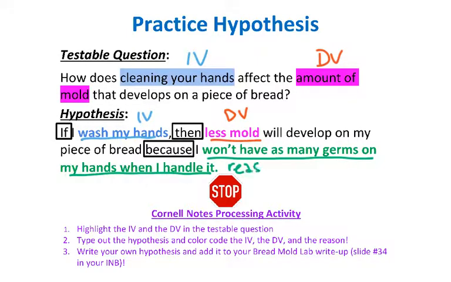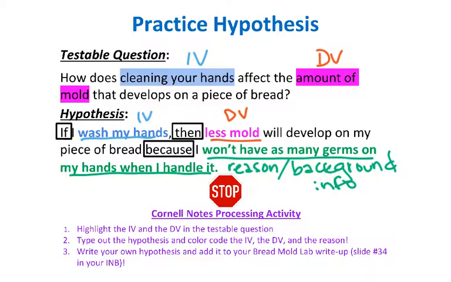That's my reason or my background info. Okay? Background info. So let's look at that again. If I wash my hands, independent variable, then less mold, dependent variable, will develop on my piece of bread because, and then I happen to know that when I wash my hands, I don't have as many germs on my hands when I handle things. Okay, so that's my reason. This is my reason why I think washing my hands will produce less mold.